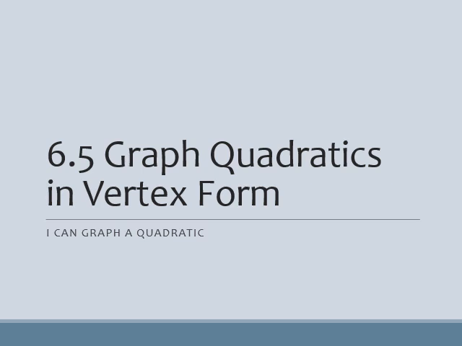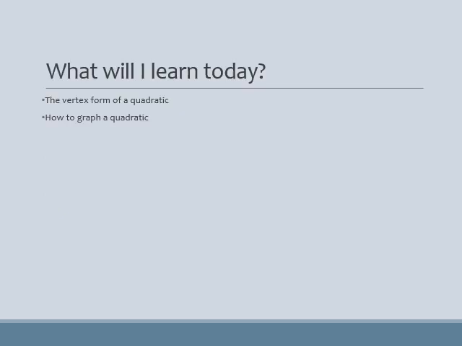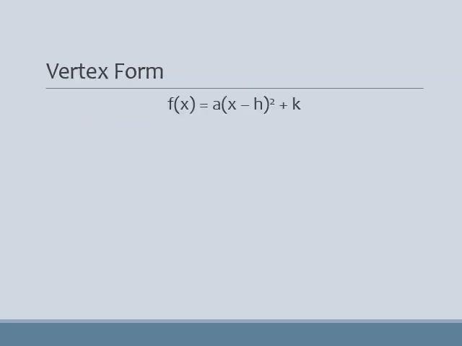All right, so today we're going to look at how we can graph quadratics in vertex form. So we're going to learn what the vertex form of a quadratic is, and we're going to learn how to graph a quadratic. So just like when we did linear equations, we had point-slope form, standard form, and slope-intercept form. Well, with quadratics, we're going to look at vertex form and standard form, and we're going to start with vertex form.